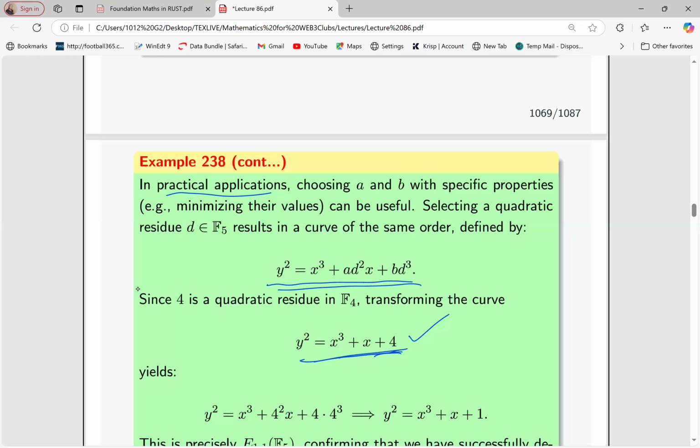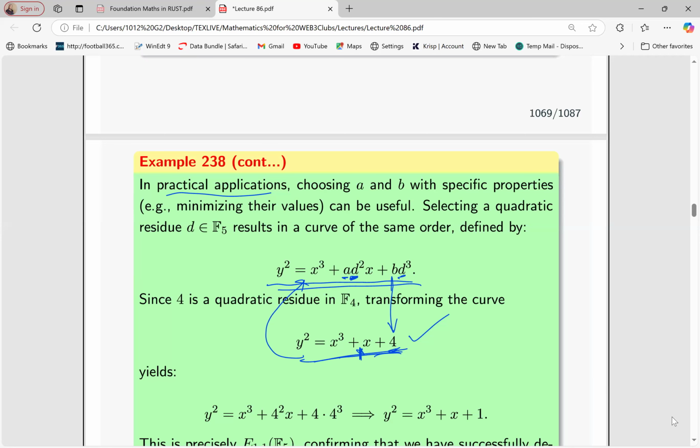So the curve that we will now obtain should be equal to A. In our case, A is 1, but now multiplied by D squared. And B in our case is 4, but now multiplied by D cubed. But how do you obtain D?